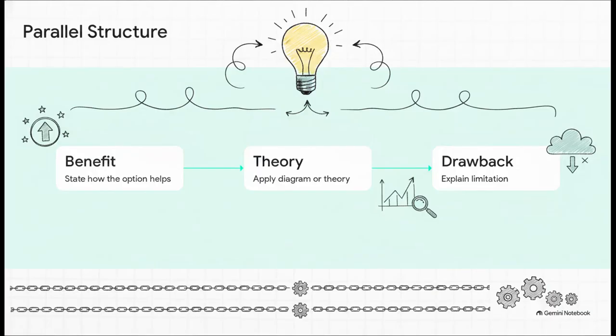Once Block 2 is done, you jump right into Block 3 for Option B. Jai Classes teaches this exact chronological sequence for Block 3, so it mirrors Block 2 perfectly. You state the benefit, you apply the diagram or theory, and then you present the drawback for Option B. Just repeat the exact same treatment.